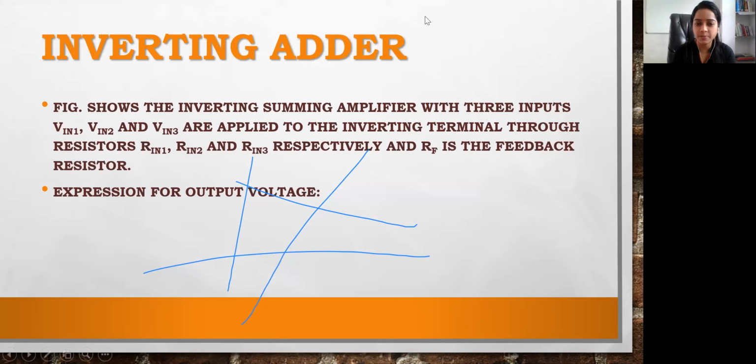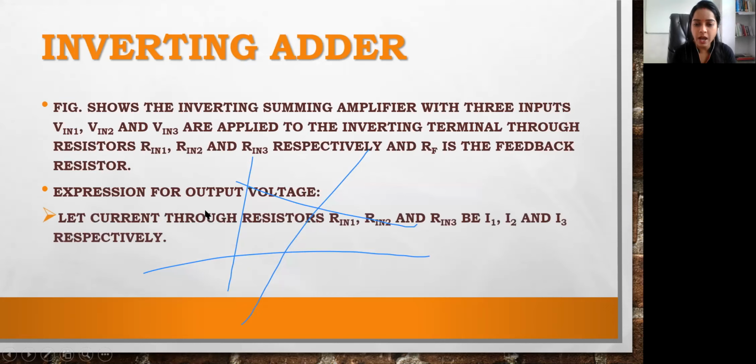We have just explained what we have connected and where we have connected it. Now we will have the equation. We have considered the resistances as R in 1, R in 2, R in 3, and the currents I1, I2 and I3 respectively. These three resistors have three inputs, so they will have three different currents, that is I1, I2 and I3.